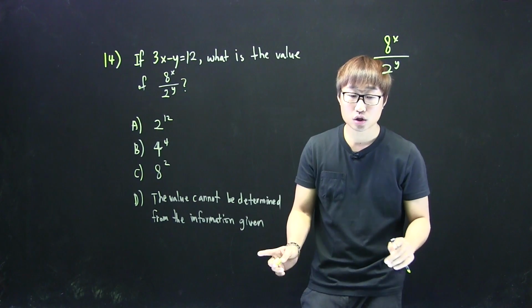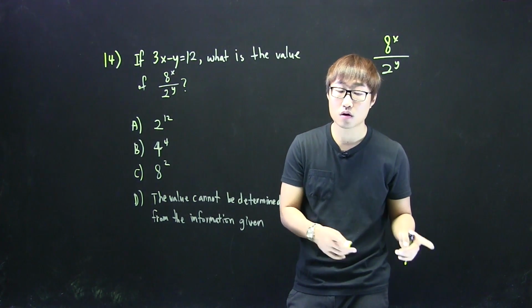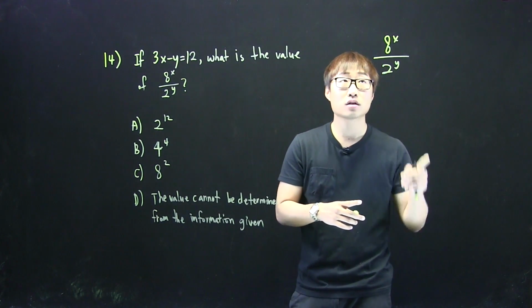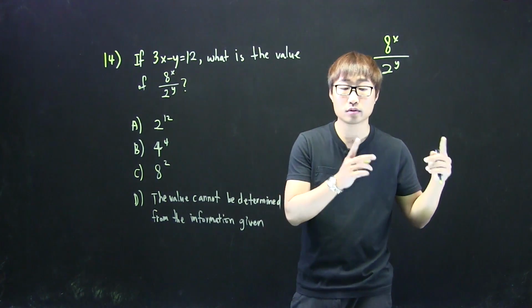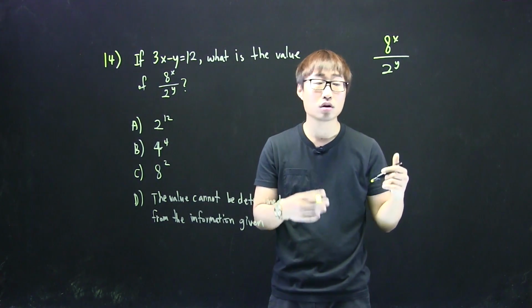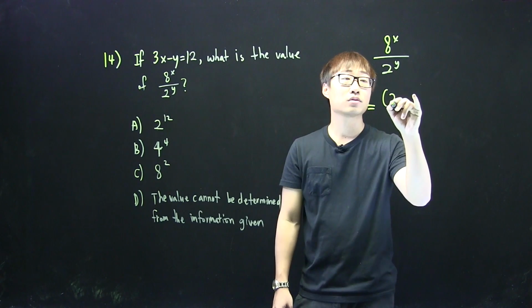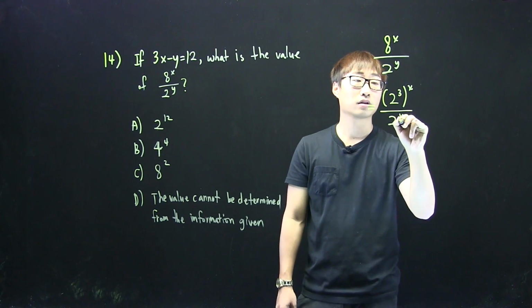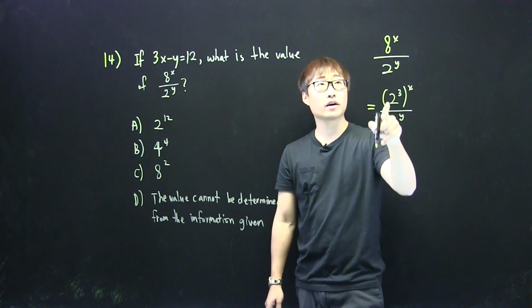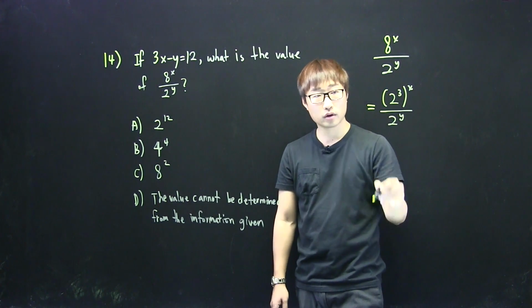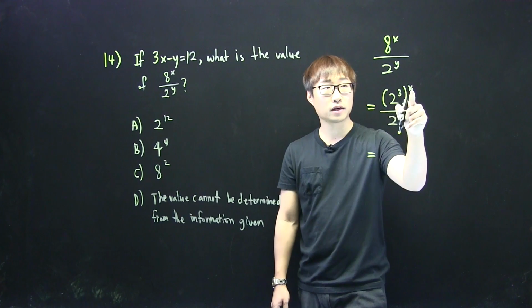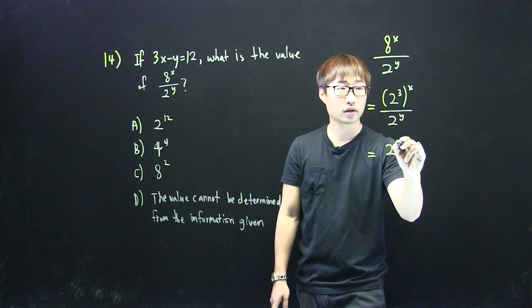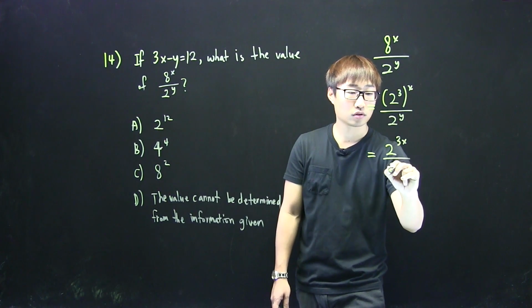Oh, 2 times 2 is 4. 4 times 2 is 8. So the top is 2 times 2 times 2, which is 2 cubed, right? So the top is 2 cubed. Do we all agree, right? Same thing, 8 is 2 cubed, right? Well, now I can multiply the exponents, so it becomes 2 to the 3x over 2 to the y.